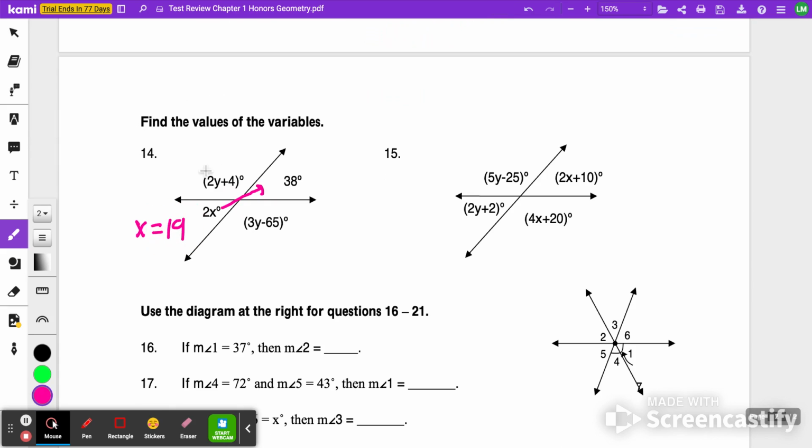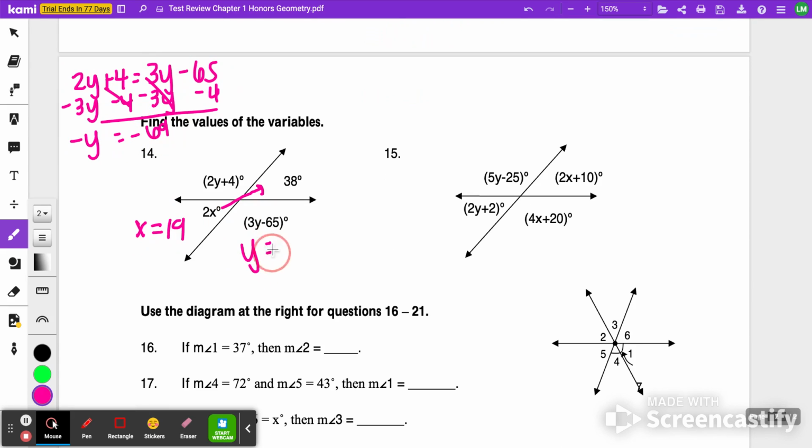And then 2y plus 4 is equal to 3y minus 65. So I'm going to come over here and show my work. 2y plus 4 equals 3y minus 65. We're going to subtract 3y and 4. And then we'll get negative y is equal to negative 69. So y is equal to 69 for that one.